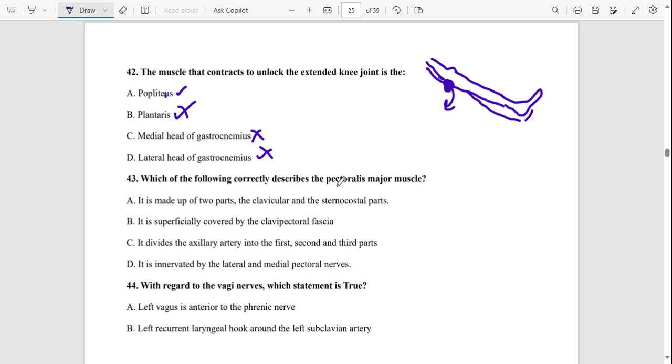Which of the following correctly describe the pectoralis major muscle? Pectoralis major muscle. It is made up of two parts, the clavicular and the sternocostal parts. This is really not true. The pectoralis major muscle has got different portions where it originates from. It will come, of course, from the clavicle. It will come also from the sternum. It also has the abdominal part. So that can't be the best option you can pick.